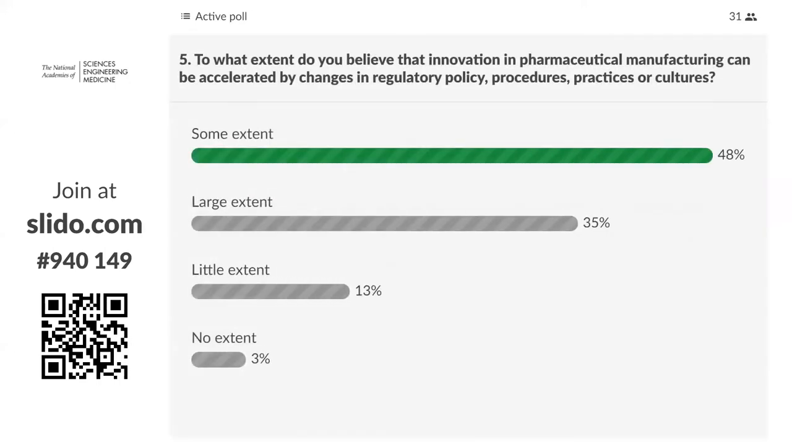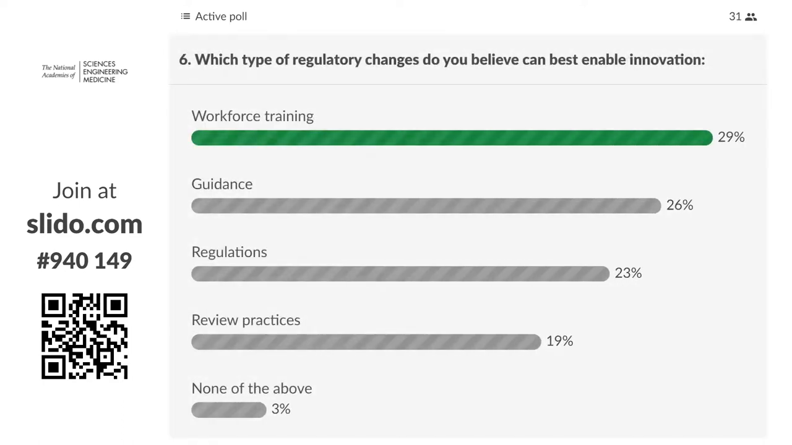Thank you. So the next few questions were really, to what extent do you think it's possible to accelerate innovation in pharmaceutical manufacturing either by the actions that are really more within the regulatory sphere. And as you see, the community believes that to some extent it is possible that innovation could be accelerated by changes in regulatory policy, procedures, practices, or cultures. But it's interesting with the option of to a large extent. So 65% of the community didn't think that is the largest contribution, right? So to some extent that is true according to the community. Right. So it looks like that's stabilized. So if we could go on to question number six, thanks.